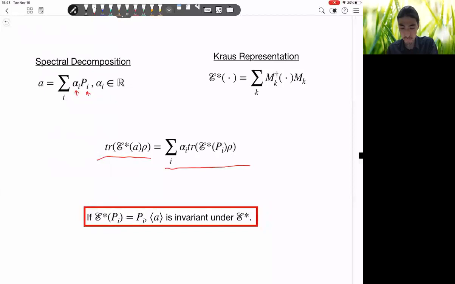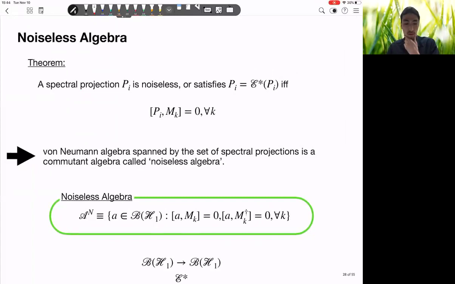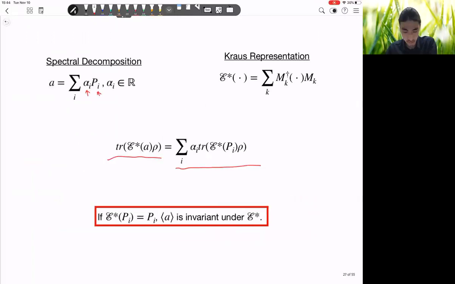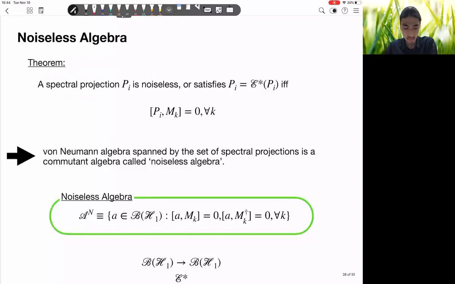Okay, so before we define the correctable algebra, it's nice to look at the noiseless algebra, which is a simpler version. We have seen this form, E star of pi equals pi. This spectral projection pi is noiseless, or satisfies this form that we have just discussed, if and only if pi commutes with all the Kraus operators of E star. So this is the condition. Now we consider the algebra spanned by the set of spectral projections that commute with all the Kraus operators, and we call that algebra the noiseless algebra. So the elements of this algebra, the operators, commute with M_k and M_k dagger.